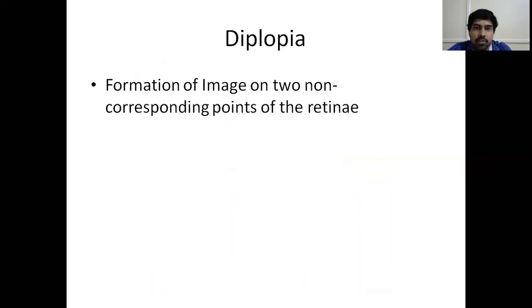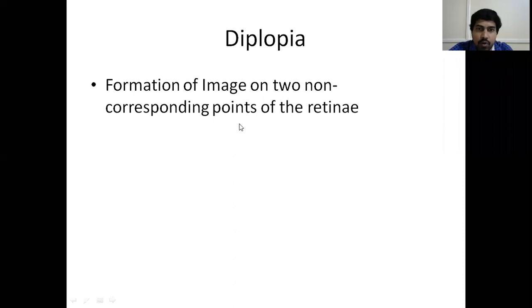Okay. So, formation of image on two non-corresponding points of the retina. Each point of the retina has a particular orientation or particular value in space, a particular x-axis, y-axis, z-axis value. For both the fovea, it is 0. So if both eyes are straight, both images fall on the fovea, the x, y, and z-axis values will be 0, and there will be only one image seen.